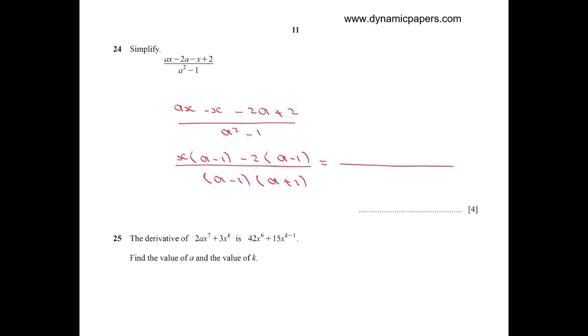From the numerator, a minus 1 is a common factor: x minus 2 and a minus 1, a plus 1. As you can see, a minus 1 is a common factor. It is repeated in both terms. So now we can cancel a minus 1 with a minus 1, and the final result is x minus 2 over a plus 1.